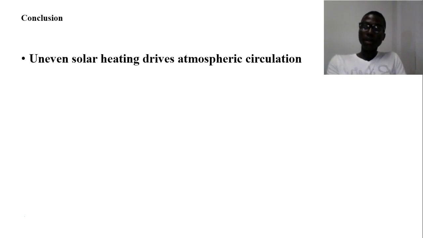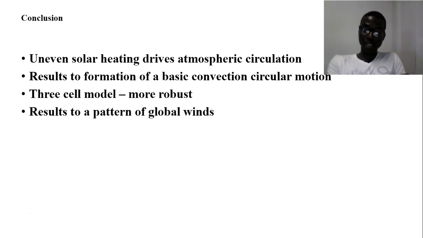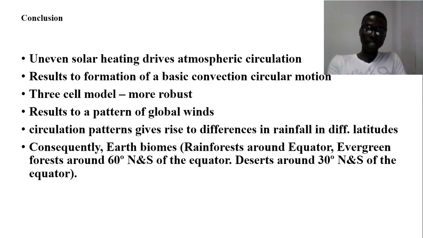So, in conclusion, we know that there's uneven solar heating, and that uneven solar heating drives the atmospheric circulation. And that atmospheric circulation results in the formation of a basic convection circular motion, and the three-cell model is more robust than the single-cell model, and that the circular motion results in a pattern of global winds, and that circulation pattern gives rise to differences in rainfall in different latitudes.